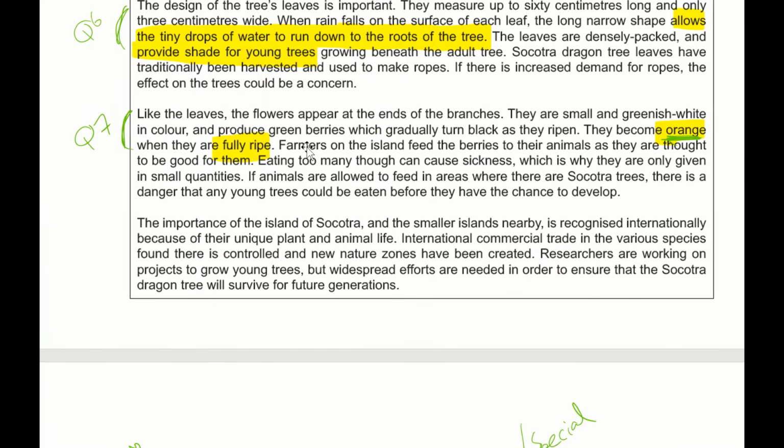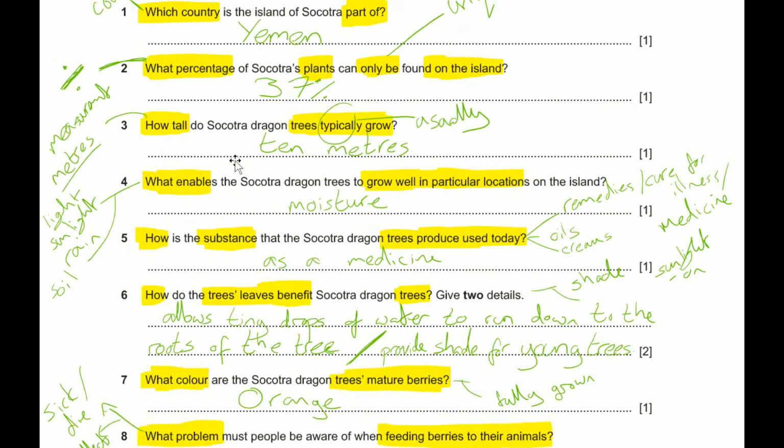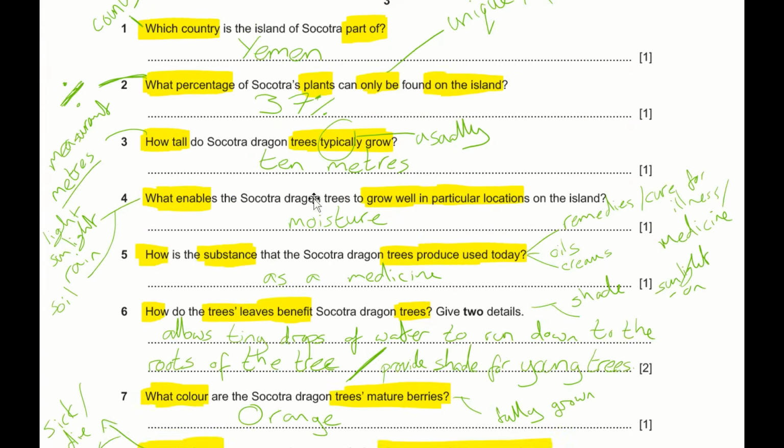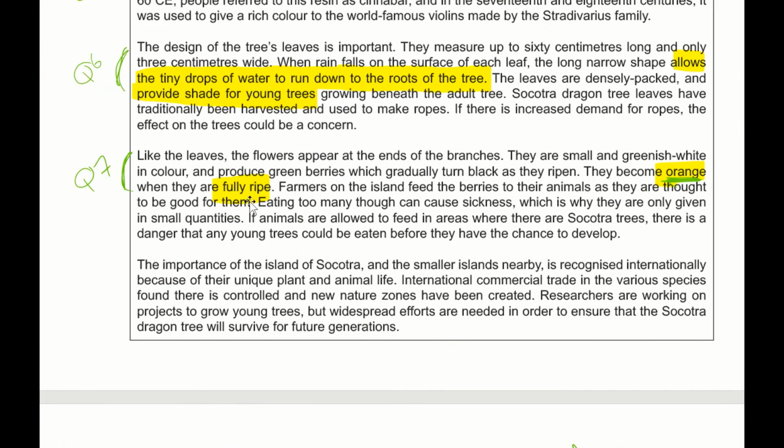Question 7 ended here, so we continue. Farmers on the island feed the berries to their animals, as they are thought to be good for them. But it doesn't talk about problems, because the question said, what problem must people be aware of? Eating too many, though, can cause sickness, which is why they are only given in small quantities.